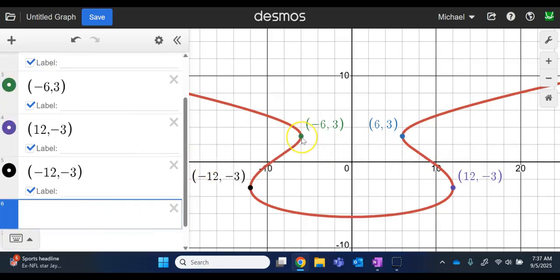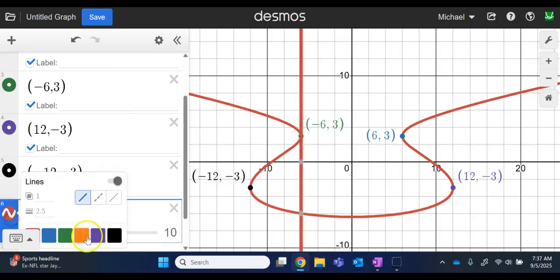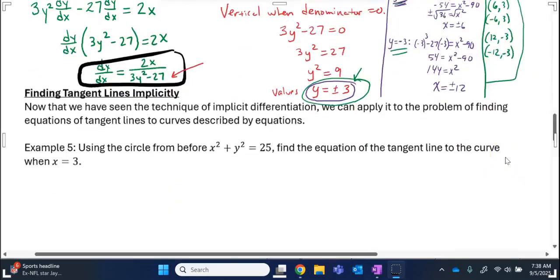If you take this example of negative 6, 3, and think about the line x equals negative 6, let me just change the color so it's not the same color as the function. Let's go orange. You can see how it is a perfectly vertical tangent line at the point negative 6, 3. In fact, all of these points would have a vertical tangent line. So we were able to figure that out algebraically without having a visual of a graph. So kind of cool. Let us proceed in the section.